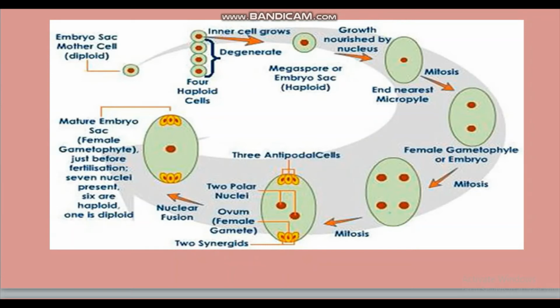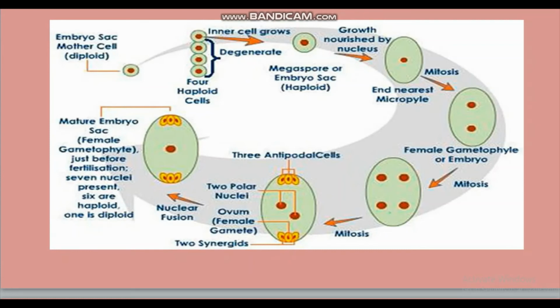Now, first mitosis, 2 nuclei. Second mitosis, 4 nuclei. Third mitosis, 8 nuclei, because mitosis means doubling of nuclei: 1, 2, 2 to 4, 4 to 8. So this is the 8 nucleated stage. But how many cells are there? Cells means where you can see there is a boundary. Brown color means nucleus. Yellow color surrounding that brown nucleus, these are cells.